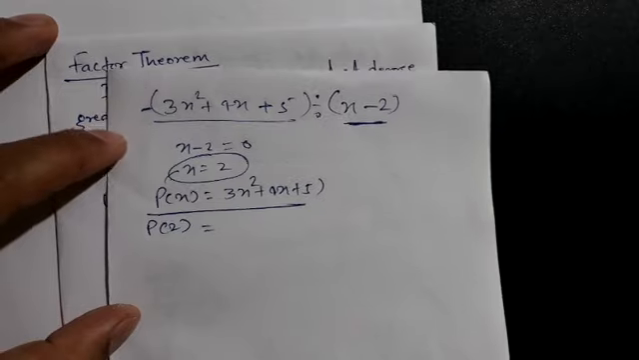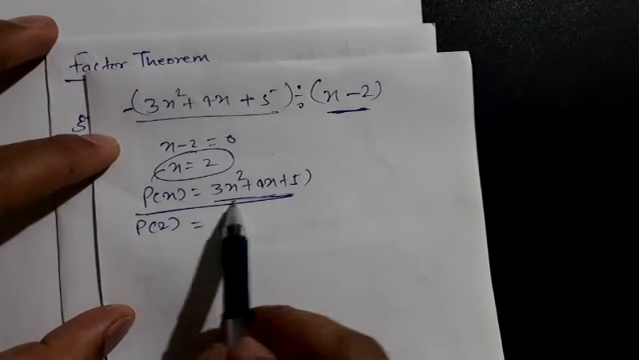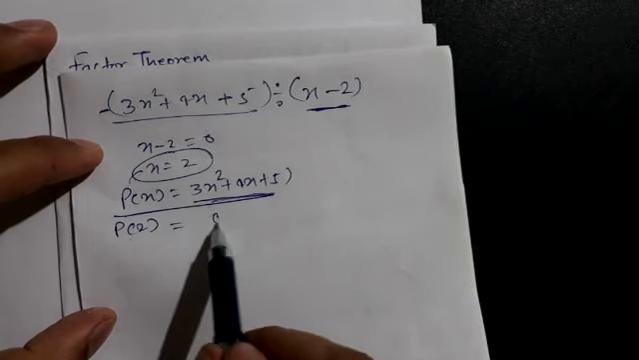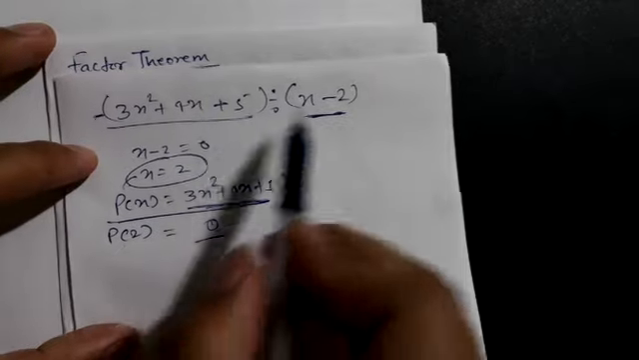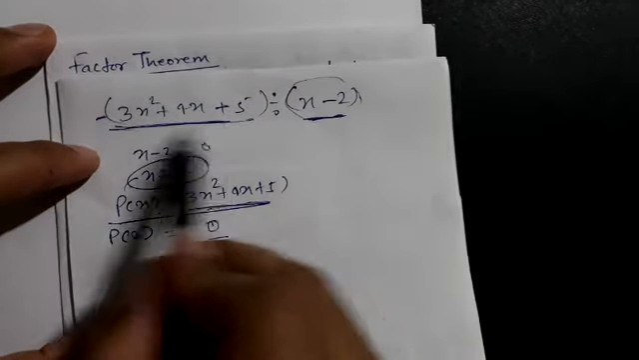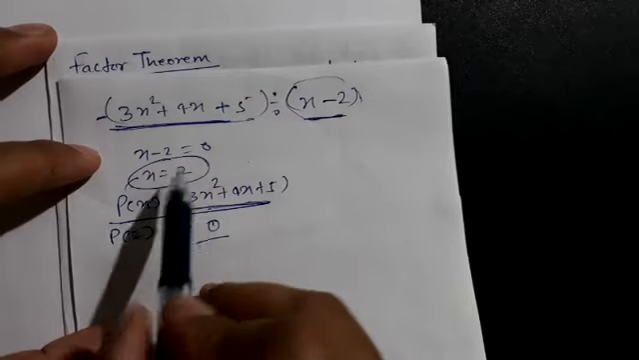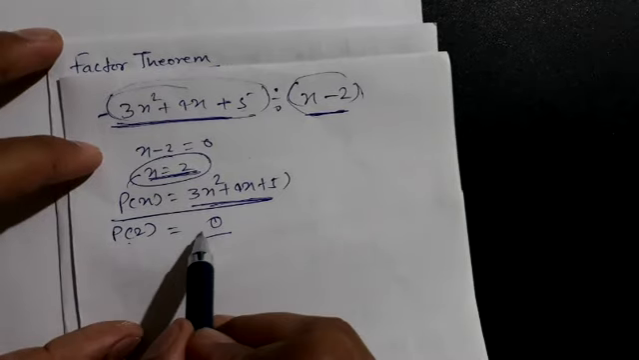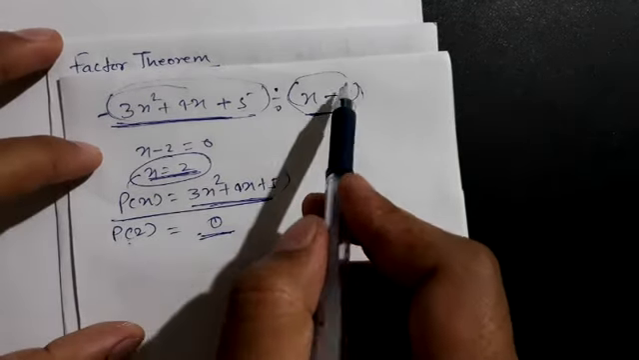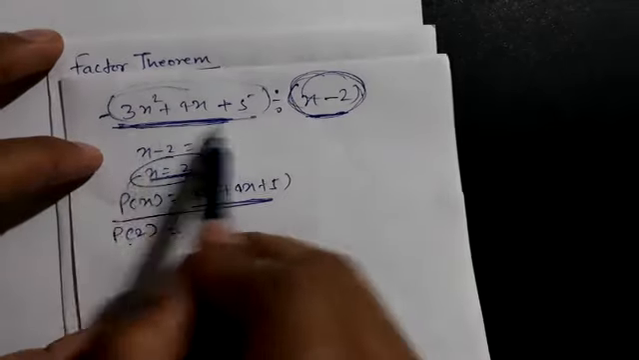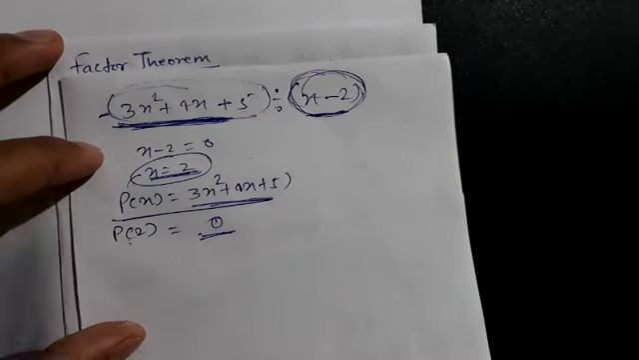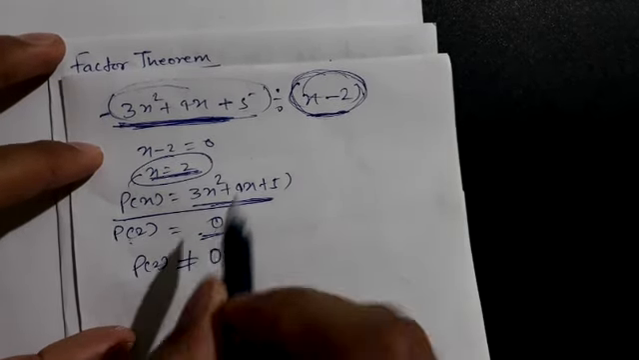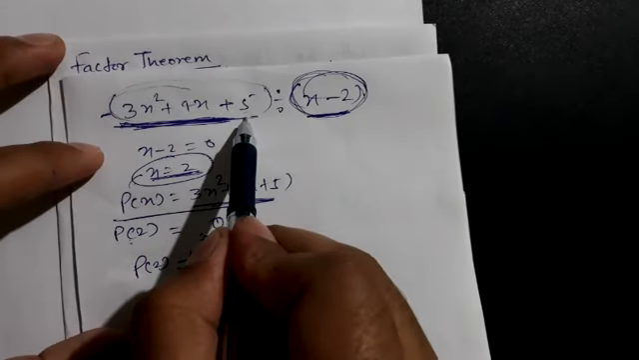After substituting x is equal to 2 in this polynomial, if the value of the polynomial is 0, it means p of 2 is 0, and in that case x minus 2 will be a factor of this polynomial. Otherwise, if p of 2 is not equal to 0, then x minus 2 will not be a factor of the given polynomial.